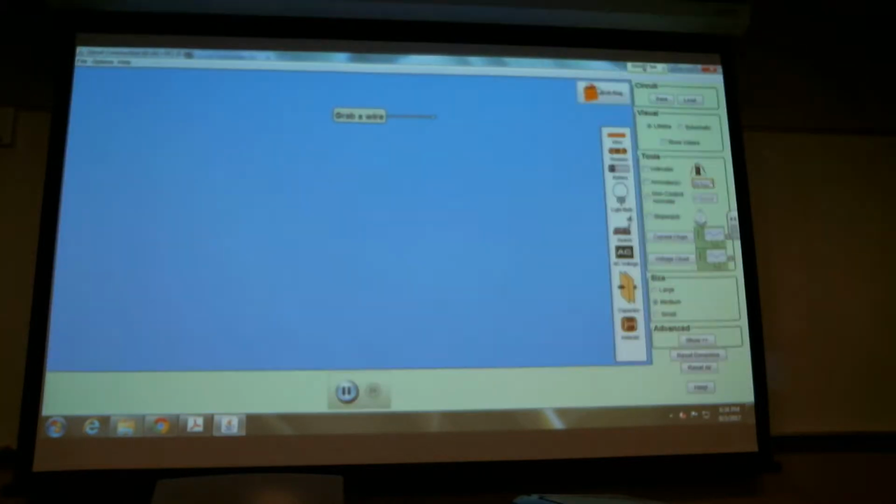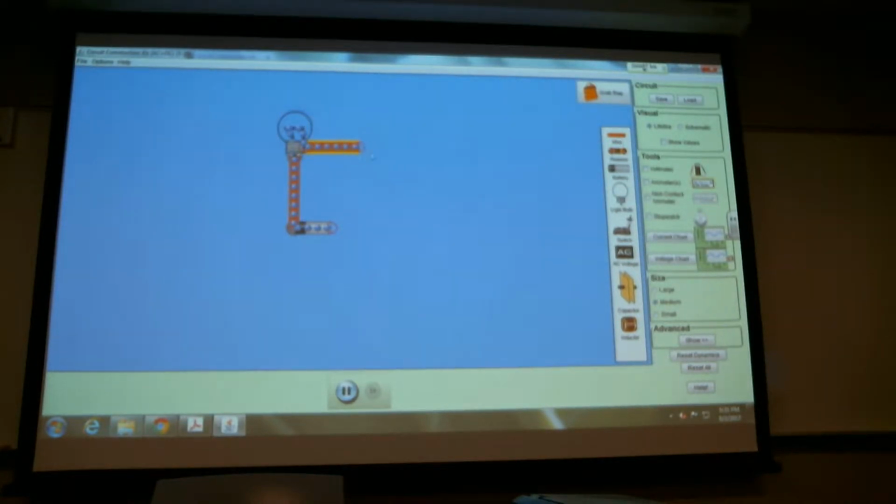Okay, so here's, and some of you were looking at this, I'll just do this real quick. You can grab a battery and bring it out. You can grab a wire and you can connect them. Those are electrons waiting. So I can add a bulb, another wire. I can put a switch in here. It's attached to the battery.